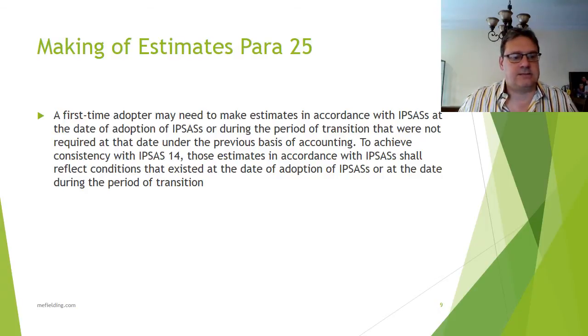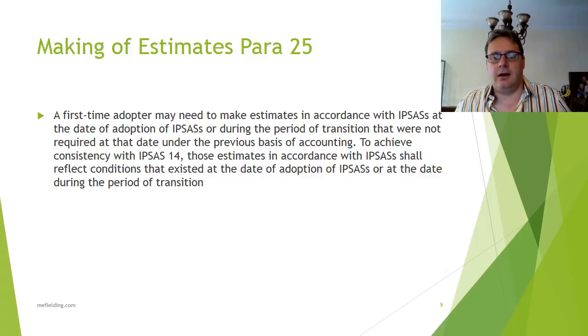Right, slide number 9, halfway there. Slide number 9 is an important one again because of the politics involved. It tells us quite clearly that a first-time adopter may need to make estimates in accordance with IPSAS, and that those estimates should reflect the conditions and situation in place at the time when we are adopting IPSAS. So if we're adopting from the 1st of January 2016, what are the conditions in place now leading up to that adoption, and what will be in place on the 1st of January?